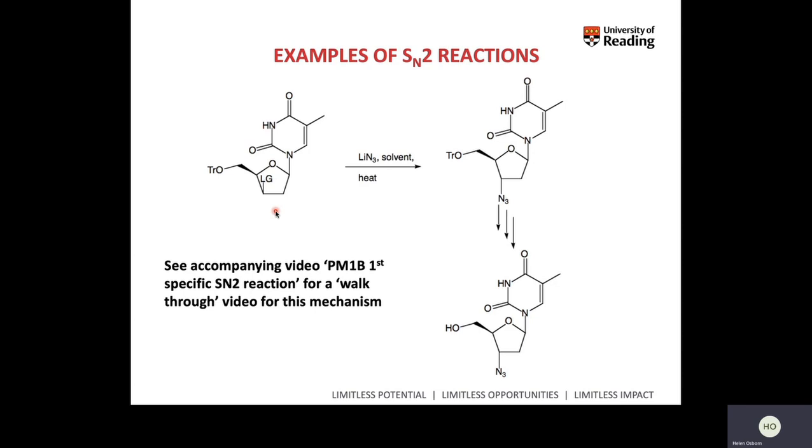Now, this particular molecule here is being very useful in the treatment of viral diseases. Don't need to worry too much about that, but it's useful as an antiviral. It can also be used in some cases as an anti-cancer agent. So it's a real example of where this SN2 reaction has been involved in the synthesis of a drug which has got therapeutic properties.